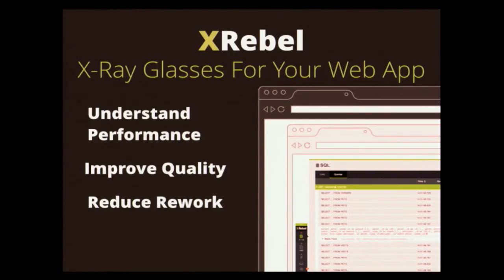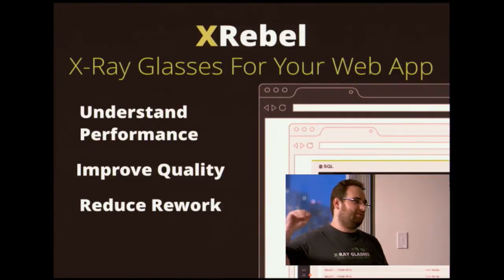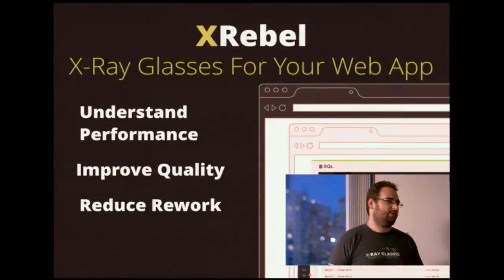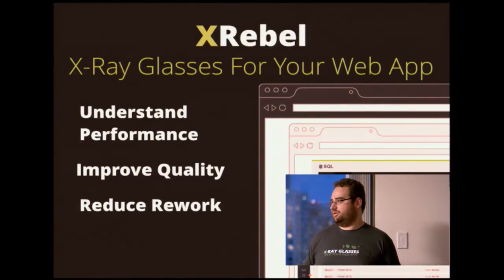XRebel is X-ray glasses for your web app. What that means is that it gives you the ability, from the most junior developer to the most senior JVM tuning architect, to understand the performance of your application, improve the quality of your application, and reduce rework. Because of the number of times I and other people I know have written code that passed all our tests, went to QA, QA signed off on it, goes to production, and you find there's some performance bug that only shows up under intense load, or you find that there's some latency issue that only shows on a database that's actually not part of your machine or not part of your data center.